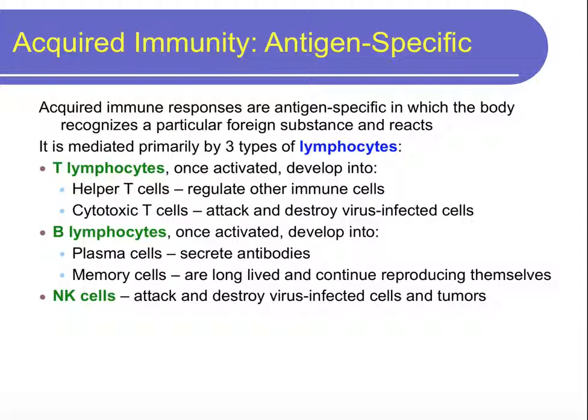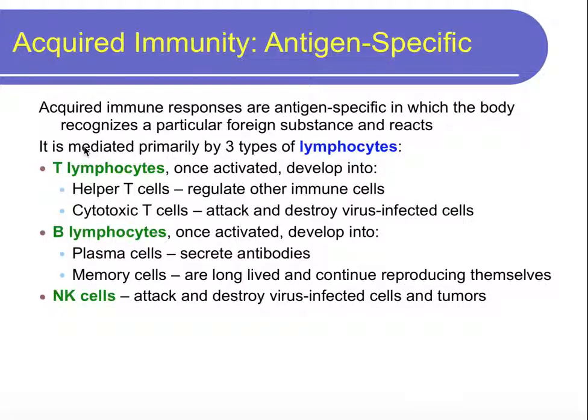Now we have acquired immunity. Acquired immunity is more specific. Innate immunity was non-specific about who it attacks. If it sees something as foreign, it's going to mount a response. In acquired immunity, the pathogen that they're going to go after is more specific. So it's an antigen-specific response, and it involves our lymphocytes. We have our T lymphocytes, also known as T cells, our B lymphocytes, also known as B cells, and then our NK cells, or natural killer cells. The natural killer cells have the word killer in it, so it makes sense that these are going to attack and destroy, in this case, virus-infected cells or tumors.